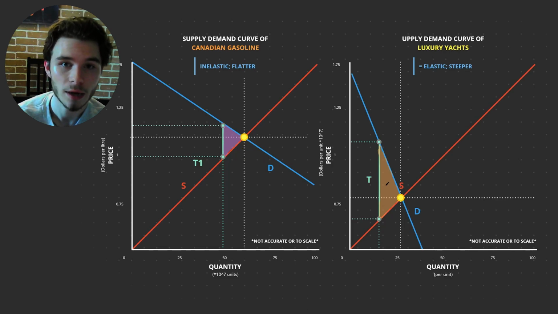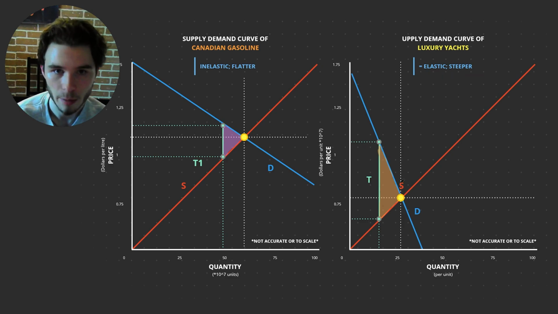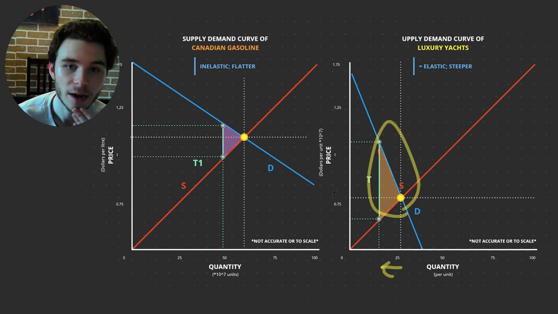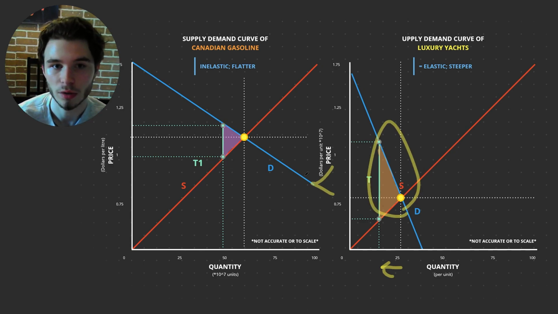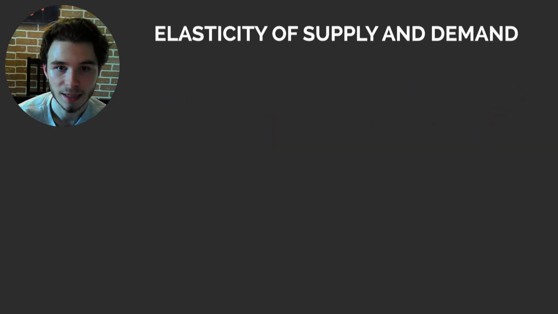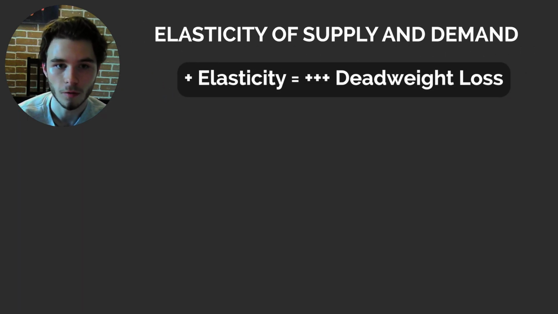But a luxury yacht demand is much more elastic. If there was suddenly a yacht tax, chances are people would take up jet skiing instead. So the yacht market would take a massive reduction in quantity sold and therefore a larger deadweight loss. In the cases where demand or supply is more elastic, like with luxury goods, the impact of a tax is much more harmful to the market. Overall, there are fewer trades and more deadweight loss.